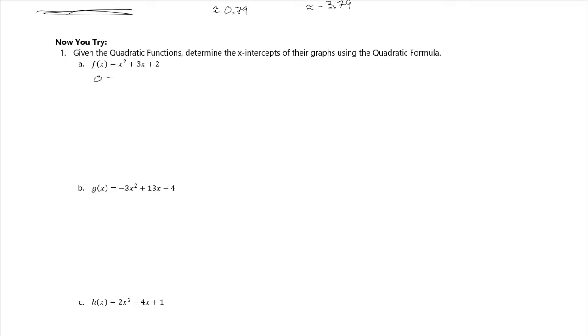First, we want to start by setting this equal to 0. 0 equals x squared plus 3x plus 2. We'll identify that a equals 1, b equals 3, and c equals 2. I'll real quick rewrite the quadratic formula. X equals negative b plus or minus the square root of b squared minus 4ac, close the square root, and then in the denominator of the big fraction we have 2 times a.